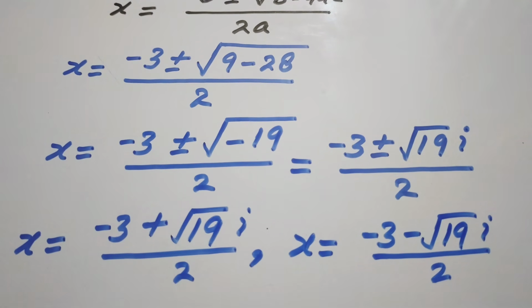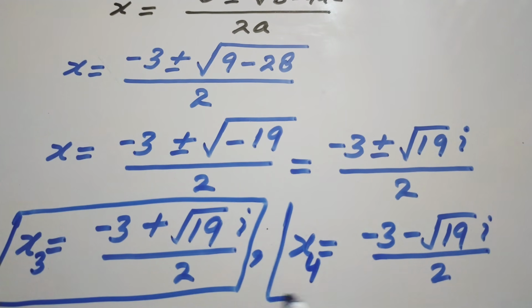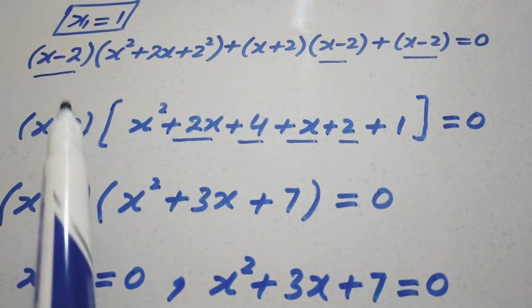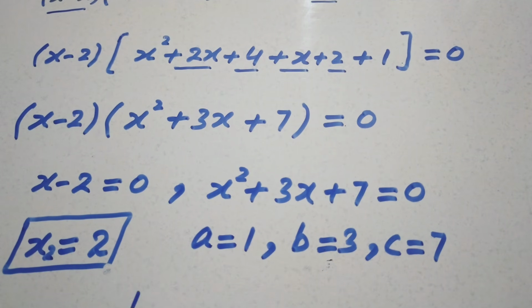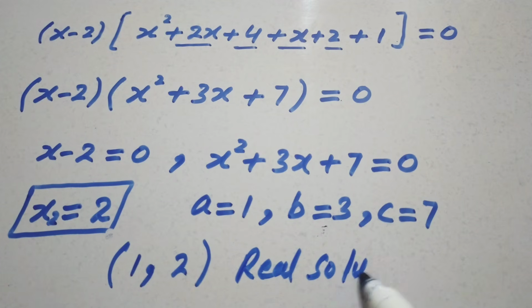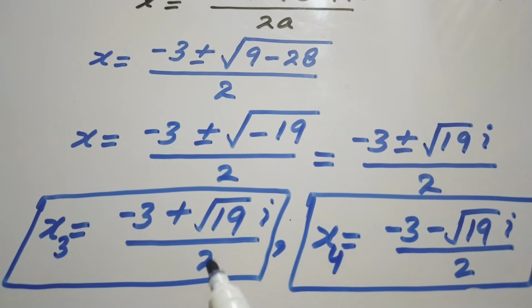We have found earlier that x1 is equal to 1, x2 is equal to 2, and these we will say x3 and x4. This x1 is 1 and x2 is 2, so here 1 and 2 are the real solutions. And these x3 and x4 are the complex solutions for this problem. Thank you for watching.